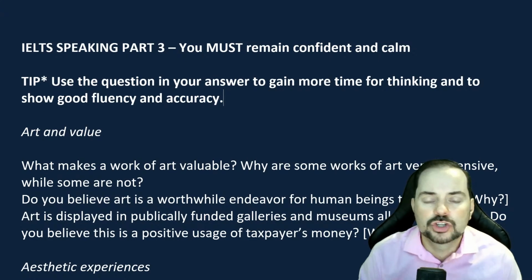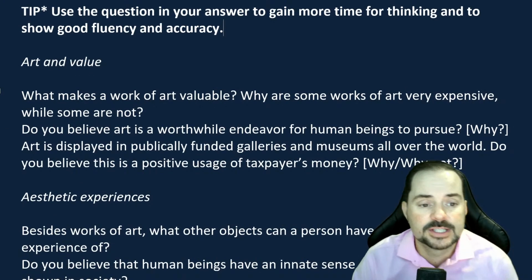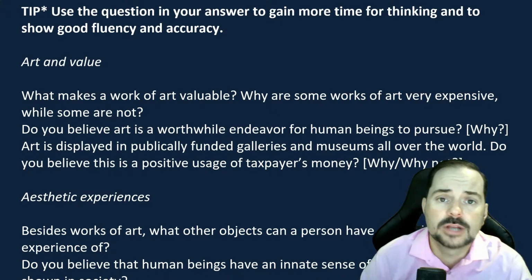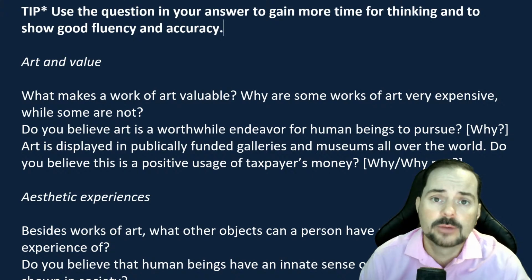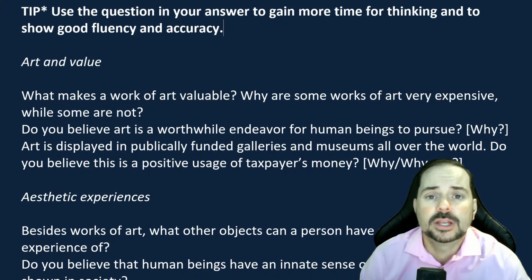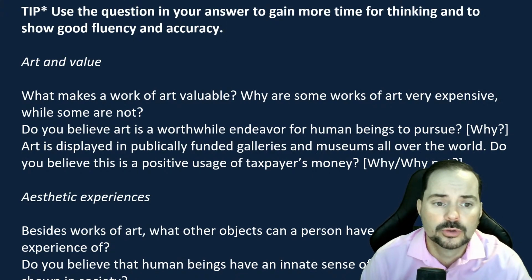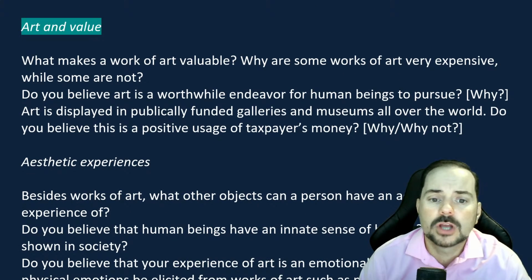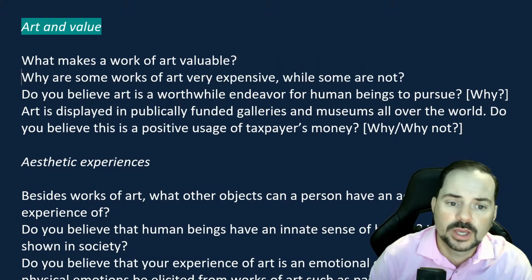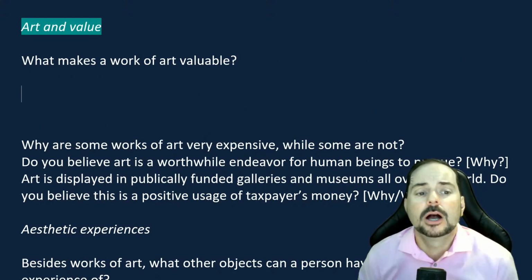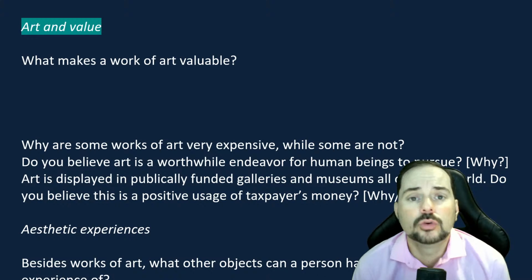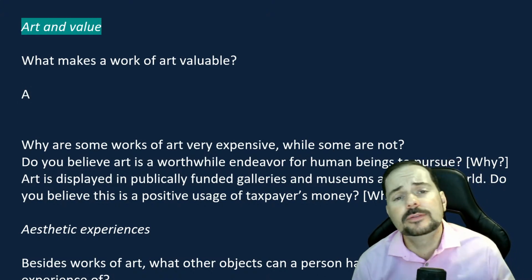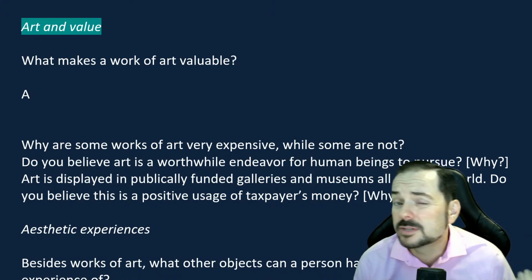Okay, what do I mean? I'll show you. So imagine that I am your examiner, and basically the examiner will say, that is the end of part 2. Now we will continue with part 3. For this part, I will ask you some more questions related to your response in the topic of part 2. Let's talk about art and value. What makes a work of art valuable? Okay, so that's the first question there. Now, use the question in your answer. And in the beginning, you don't even need to paraphrase, just use the words from the question.